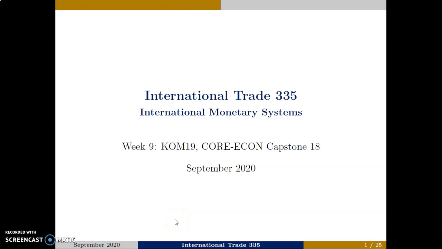In this week, we will be discussing another aspect of international trade, which is international monetary systems. The textbook chapter is chapter 19, and you can also refer to Core Econ's capstone number 18. The international monetary systems is a set of rules and regulations that enable countries to trade with other countries, and it includes the exchange rate market. The chapter in our prescribed textbook is chapter 19, which gives us an historical overview of the developments in the international monetary system.